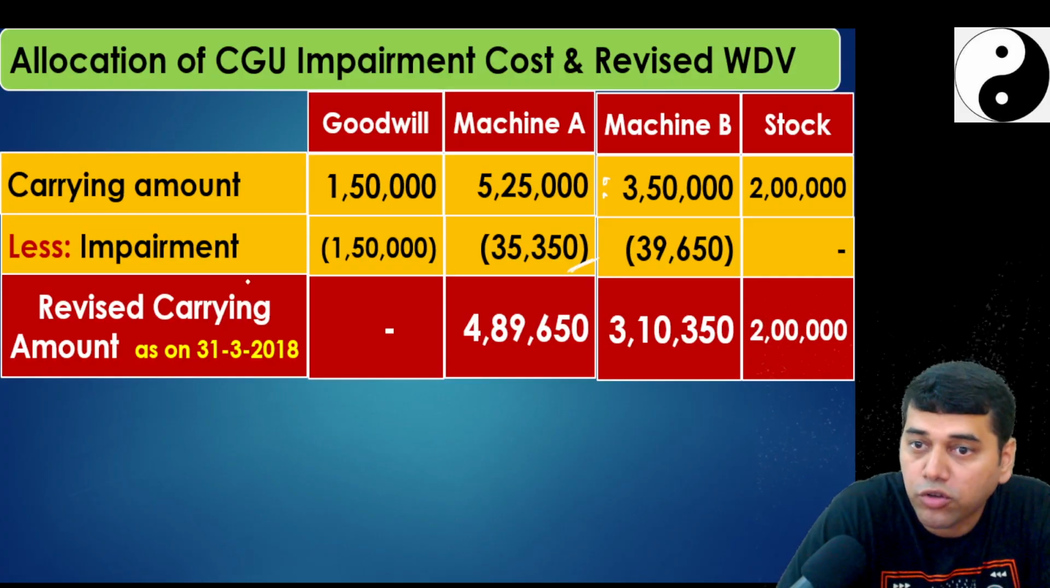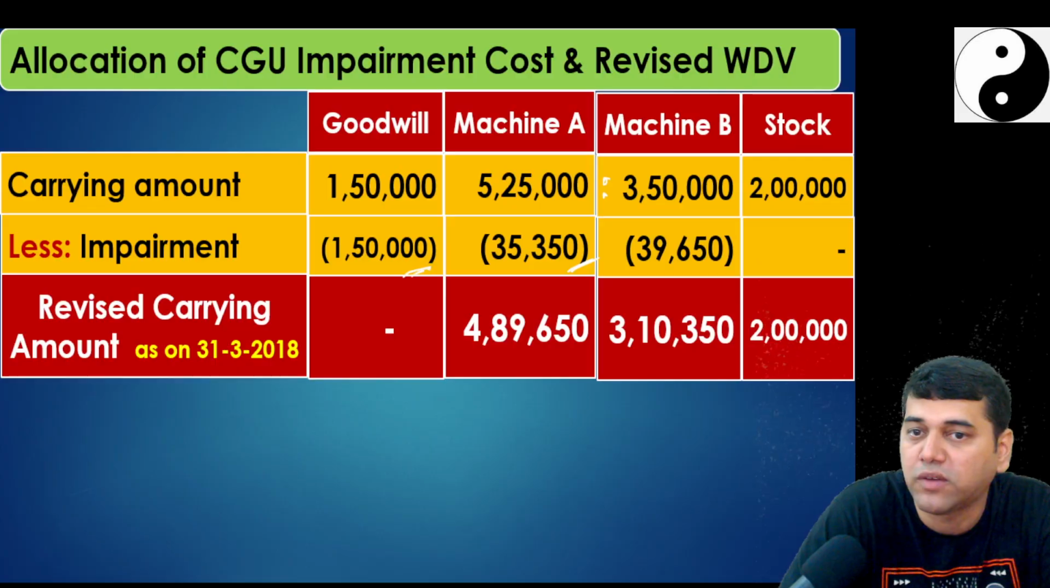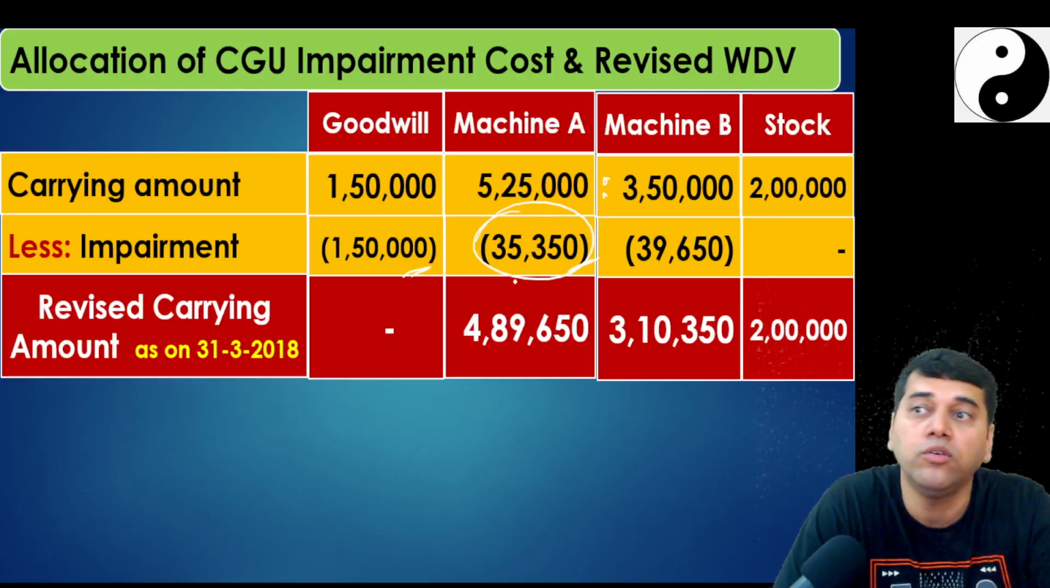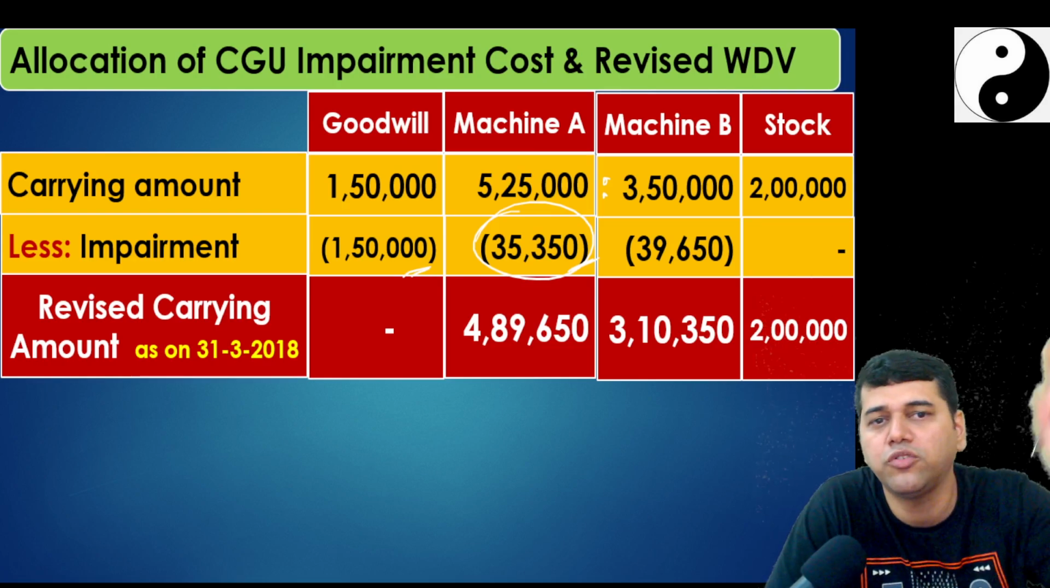Is only A out of balance? How much is the balance? 2,25,000 minus 1,50,000, you get a balance. Out of that, 35,350 you straight away give to A. How? Working note number 3. The balance you give to machine B.